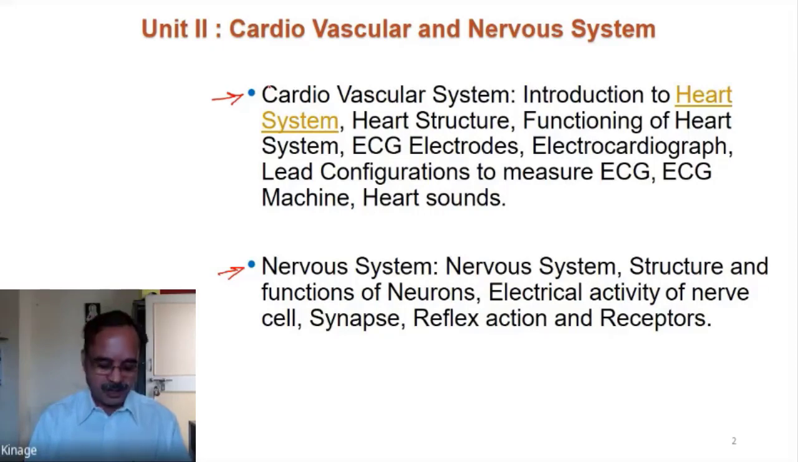These are the two most important. That's why the complete focus of this subject is on the signals produced by the cardiovascular system and the nervous system. To process the signals related to these systems, we should have a basic understanding of how these systems work. So in the first part, we are going to study an introduction to the heart system: the structure of the heart, how our heart functions, and when we study this functioning, we'll see the electrical activity of the heart.